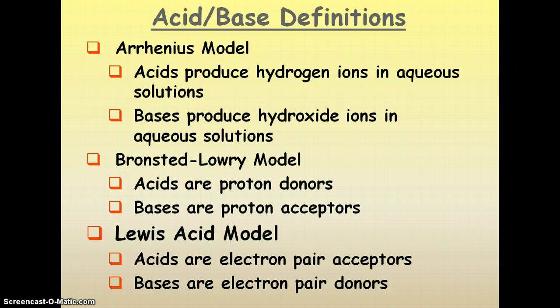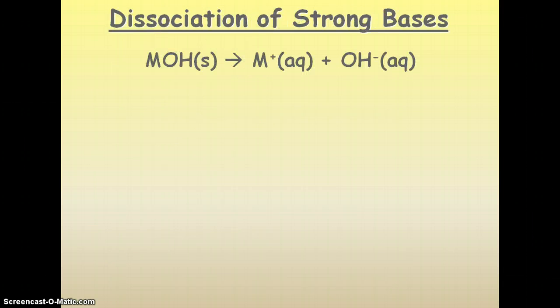And then the Lewis acid model says that bases are electron pair donors. So they have extra electron pairs that can be donated to an acid, basically.